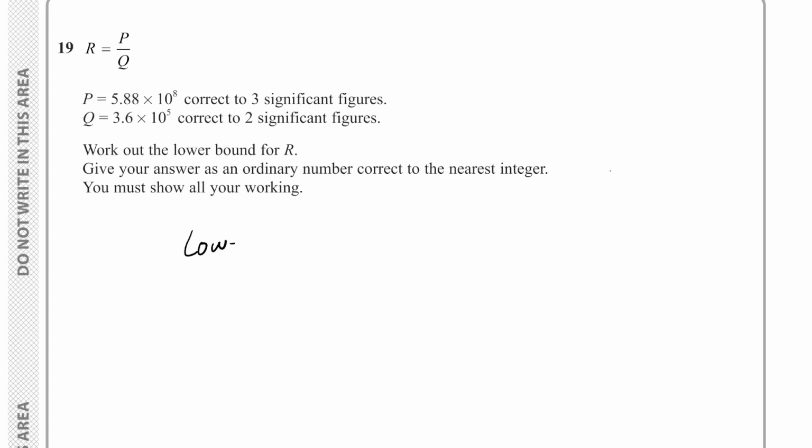So the lower bound for R, if we want the smallest possible answer, we're going to get the lower P divided by the upper Q. To get a smaller answer, we divide by a bigger number. So what is the upper and lower bounds?